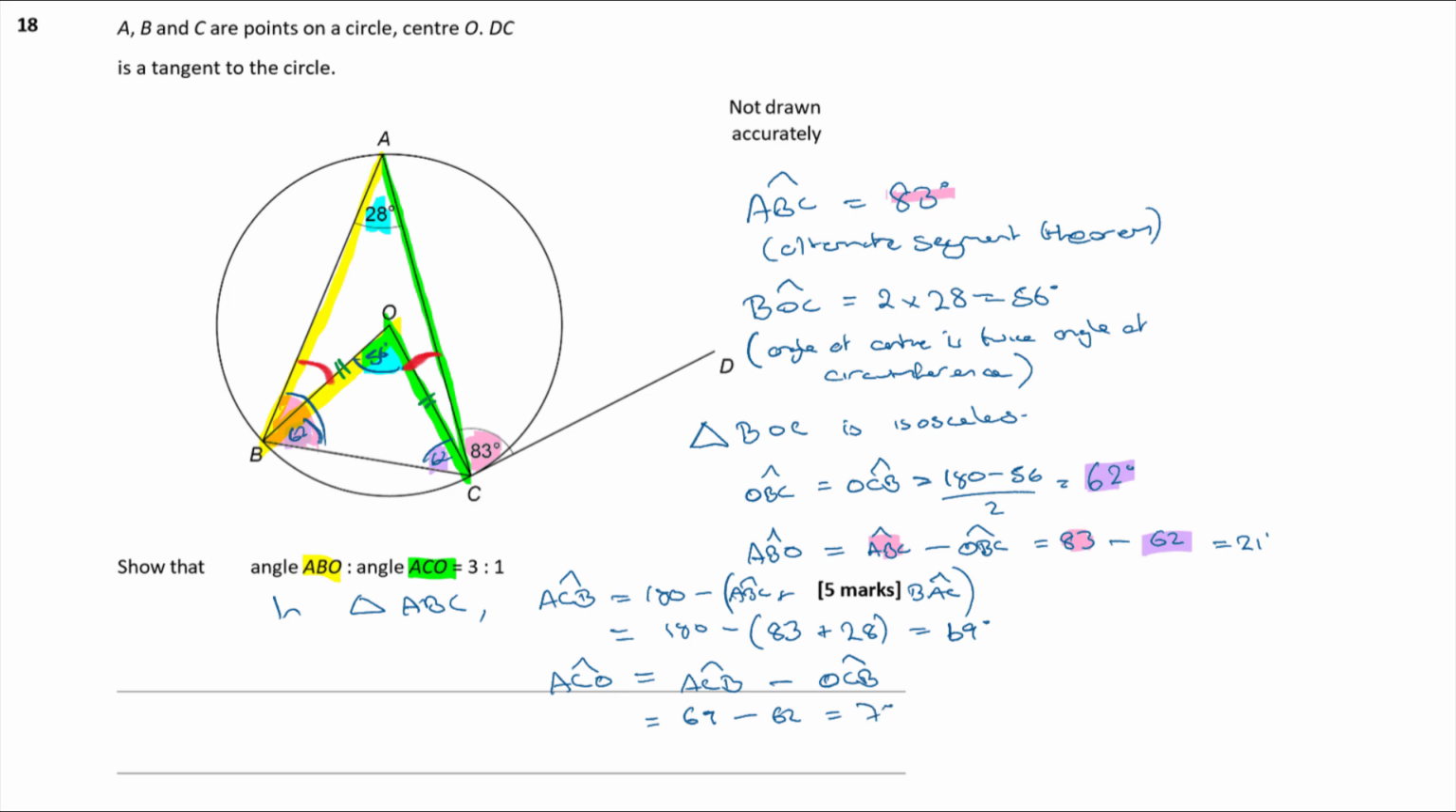So I now have angle ABO, it's over here, look, it's 21, and I've got angle ACO, found that's 7. So now I can say the ratio of angle ABO to ACO of those angles is going to be 21 to 7, which cancels down to 3 to 1. I got the 21 from earlier, and I've just worked out the 7, and that cancels down to 3 to 1.